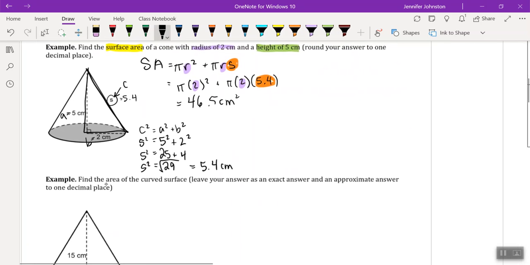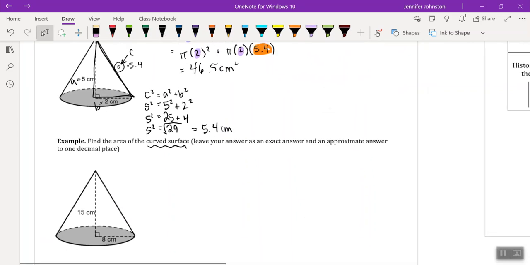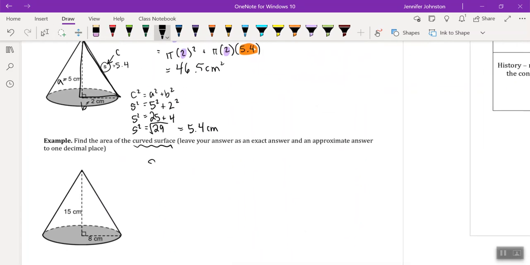This next one is just asking to find the area of the curved surface. So that means we don't need the bottom. We don't need the bottom circle. So looking at our surface area formula, which is pi r squared plus pi r s, we don't need this one. They only want the curved surface, so that would be the rounded cone part. All right, so we know pi is 3.14, and then we know 8 is our radius. That's our radius of the circle.